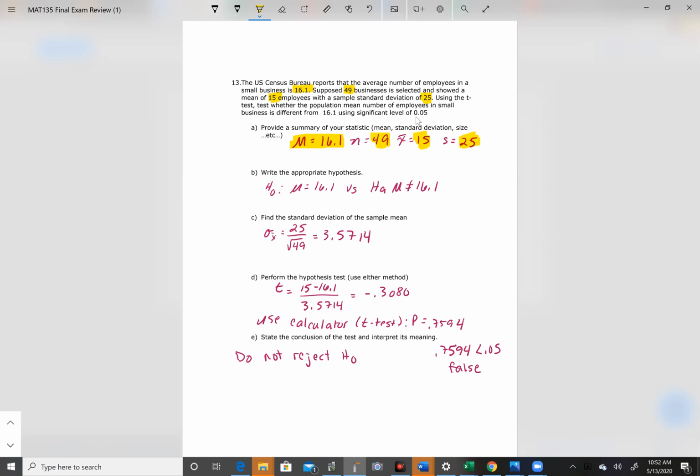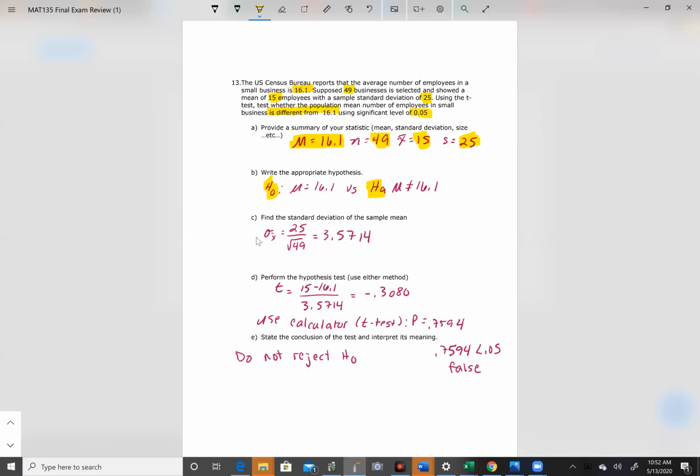So what it wants us to do, and it gives us our significance levels, which in your project, I just asked you to choose your own since it wasn't in there. Just make sure you state what it was. Provide a summary of your statistics, so we did that. And we just want to know if it is different from 16.1. So when we write our hypotheses, we'd say our null hypothesis is that mu is 16.1, or the mean is 16.1, versus our alternative hypothesis, which is the mu or the mean is not equal to 16.1. And we're going to test that based on this sample that we took.